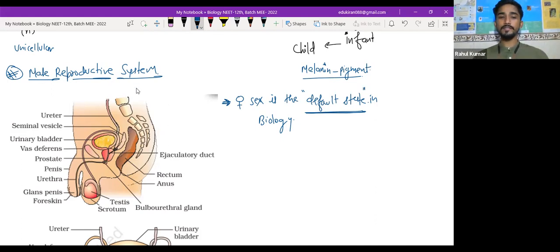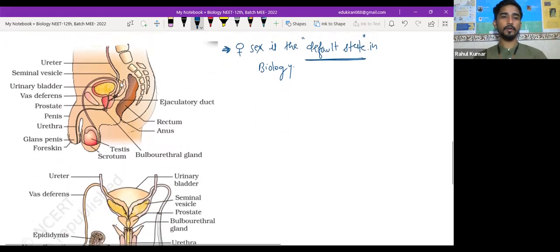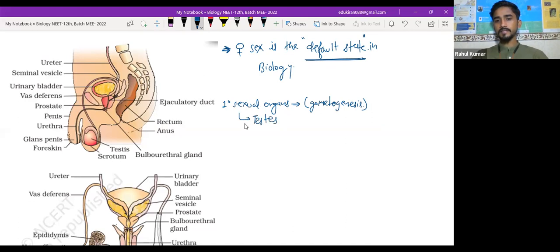So let's first come to male, which is the customized or non-default state, as I'll say it, and let's try to figure out their external morphology first. So in the males, there are two types of organs. One is called the primary sexual organ. Both in males and females, the primary sexual organs are those which cause gametogenesis. So what produces gametes in males? Testis. Okay. So testes, which is one pair, is the primary sexual organ. Is it clear?